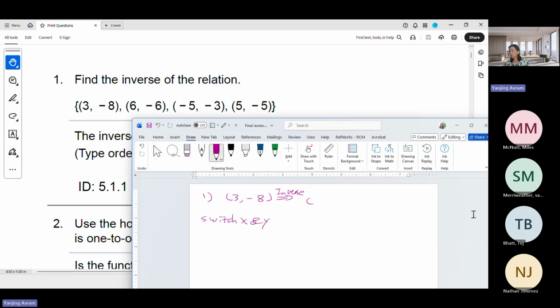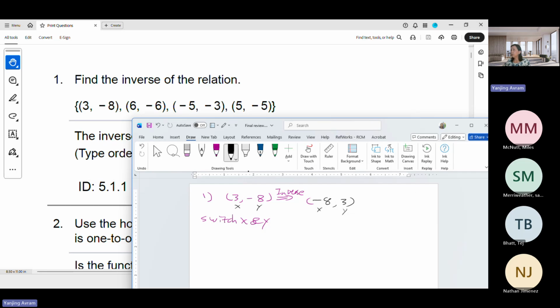When you switch X and Y here, Y becomes X. So Y was negative 8, so negative 8 becomes X. And 3 is X, so 3 becomes Y. This is X, this is Y. Now this X becomes negative 8, and Y becomes 3.